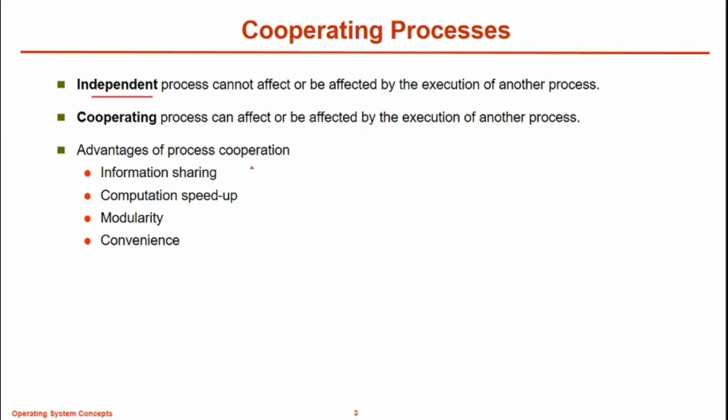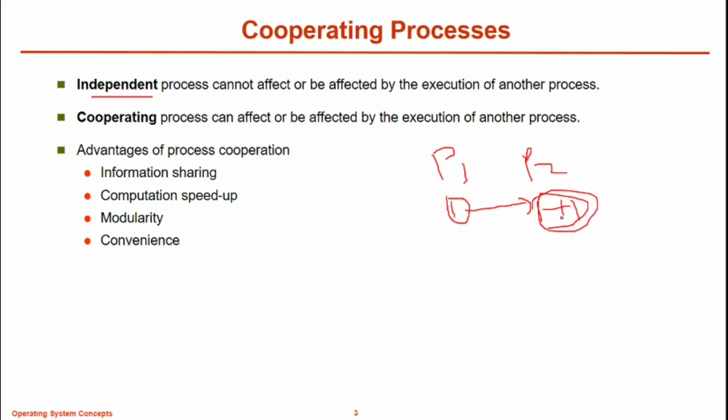What are the advantages of process cooperation? Obviously, information sharing, computation speed, modularity, and convenience. For computation speed, if processes P1 and P2 are each using a CPU cycle, P1 uses CPU cycle 1 and P2 uses CPU cycle 1. After completion of this process, the CPU cycle can be shared with process P2. Then process P2 will have CPU cycle 2, where the computation speed will be more.